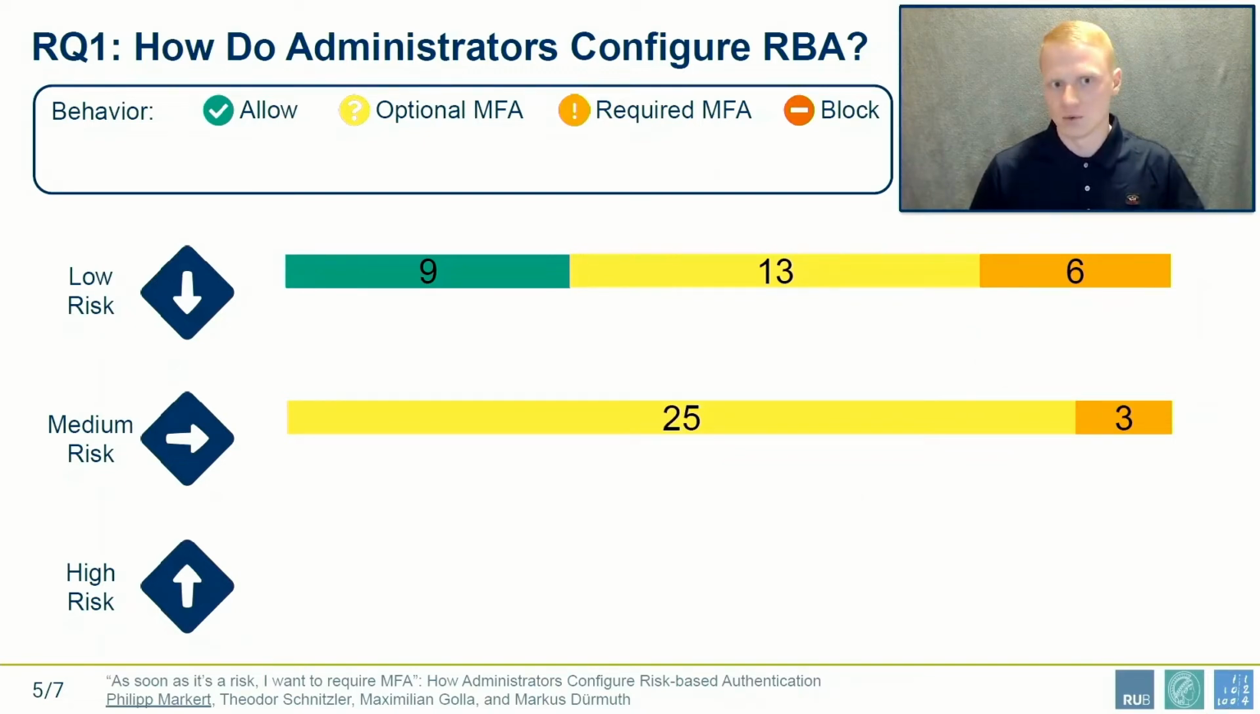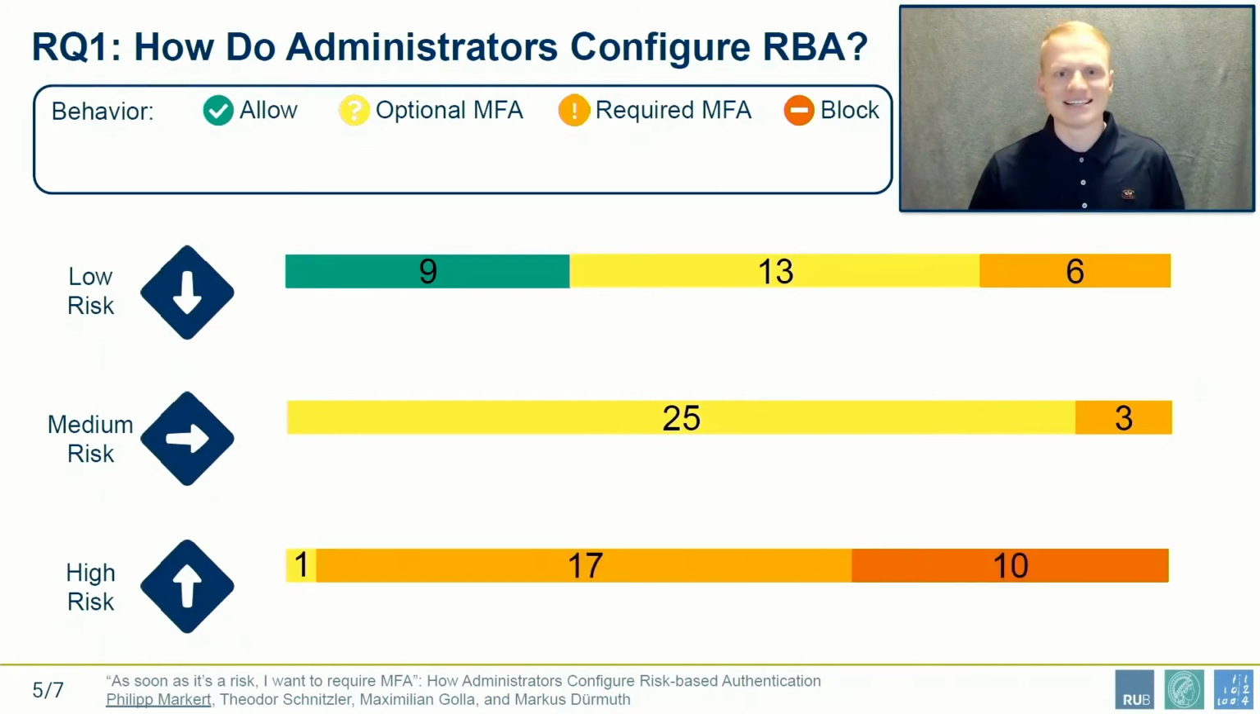Most of them went with the optional MFA and some of them went with requiring MFA, but again, the majority went with the optional MFA here. So either requiring it for the ones who have set it up or just simply allowing the login for those who have not. For the high risk, the situation is different again. 17 went with requiring MFA and even 10 decided to block logins which are associated with a high risk.